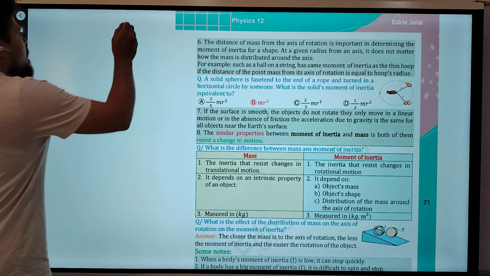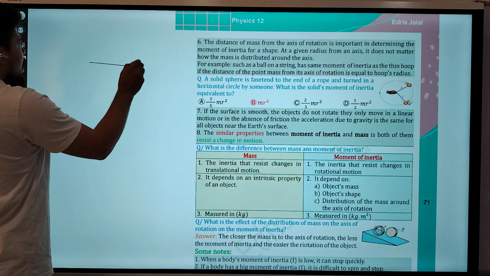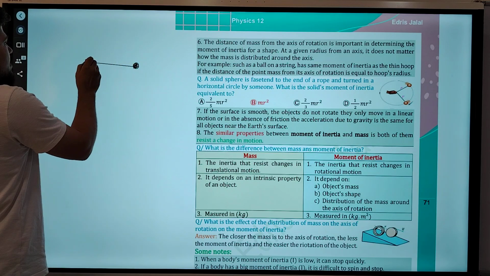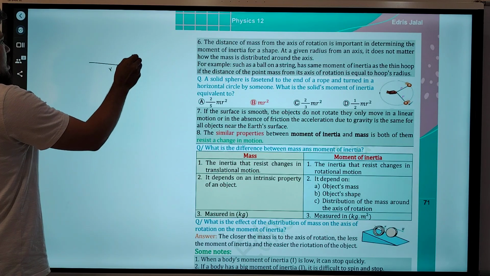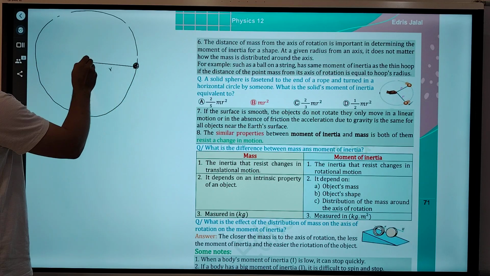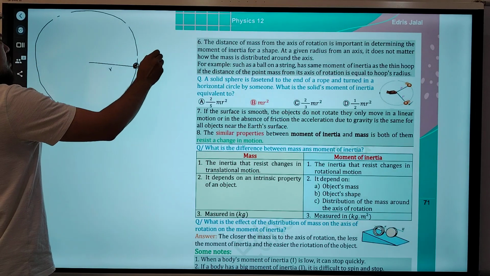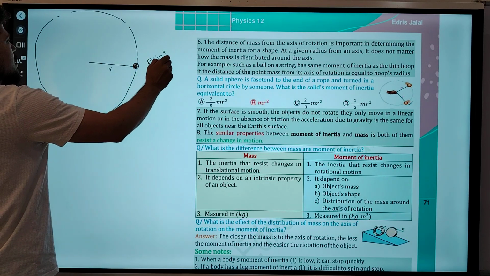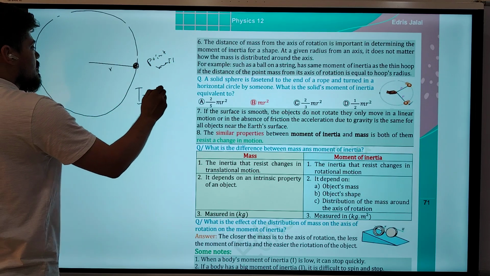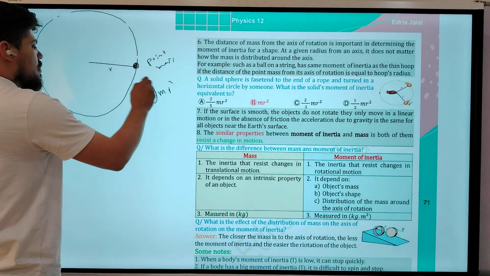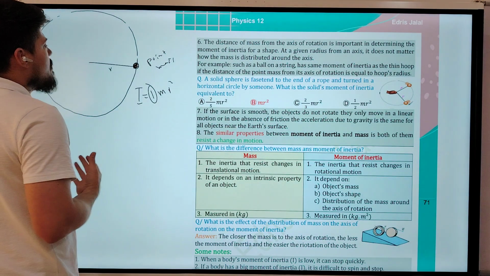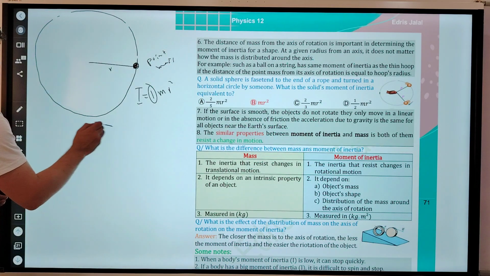For example, if you have a ball fixed at the end of the string, this is R, and it's being reeled in a circular path. This is treated as a point mass. Its moment of inertia is equal to what? 1 mr squared. So this object has the same moment of inertia as the ring.